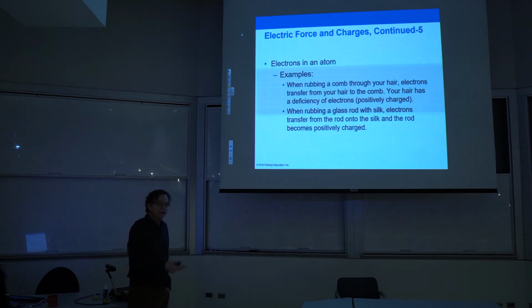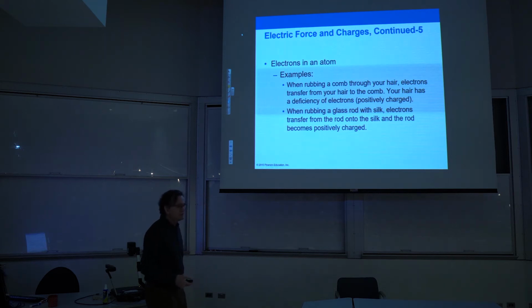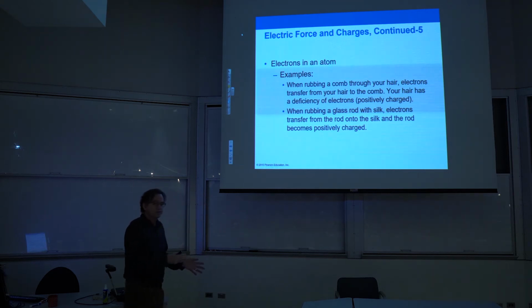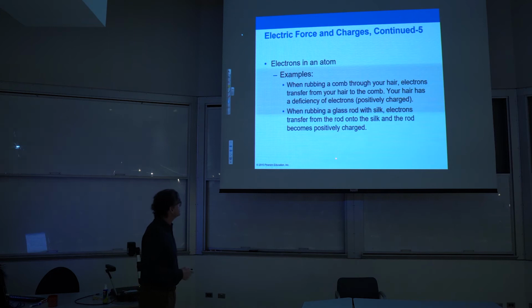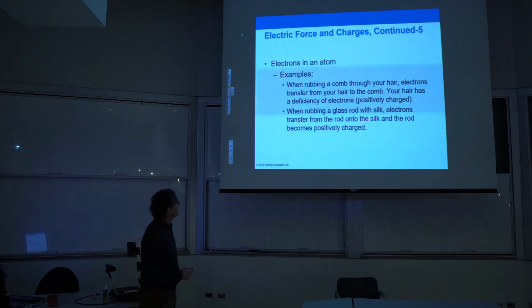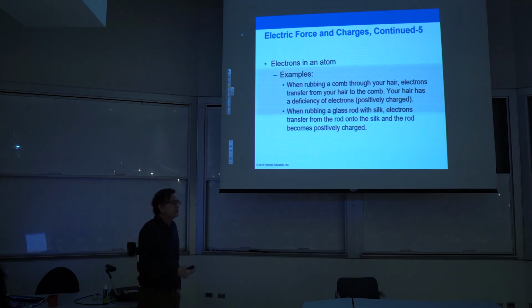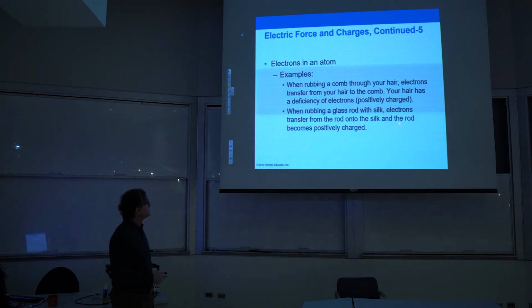The comb now has an excess of electrons and it has become negatively charged. So the easiest way to create this charge separation is by rubbing two objects together. Another example of that is rubbing a glass rod with silk. When you do this, electrons transfer from the rod onto the silk and the rod becomes positively charged, and therefore the silk accumulates the electrons that have been removed from the glass rod, and it becomes negatively charged, and the rod becomes, of course, positively charged.